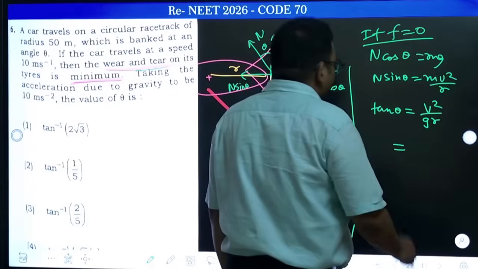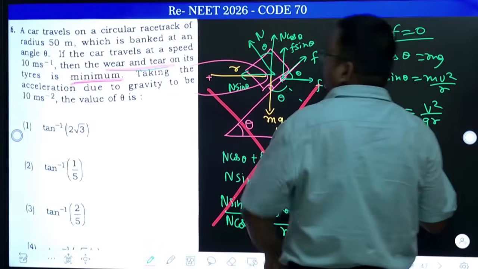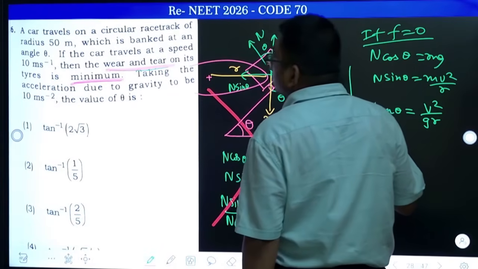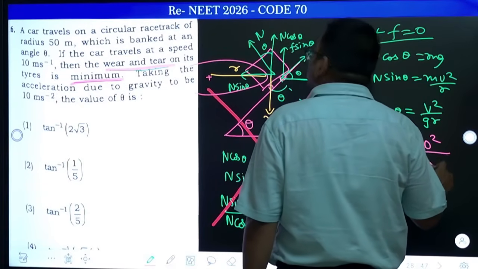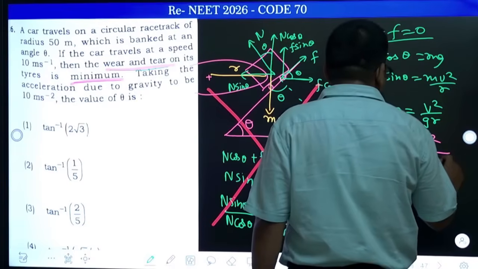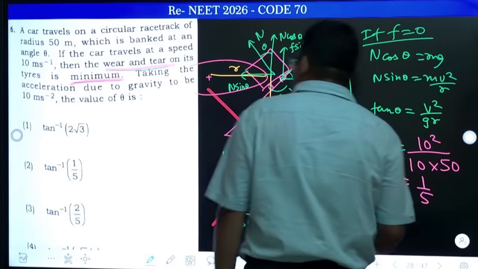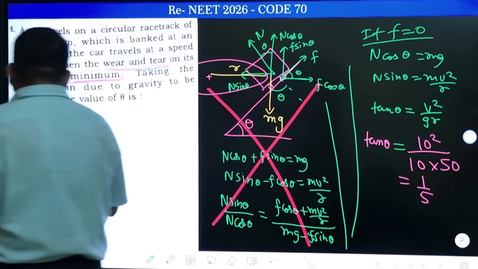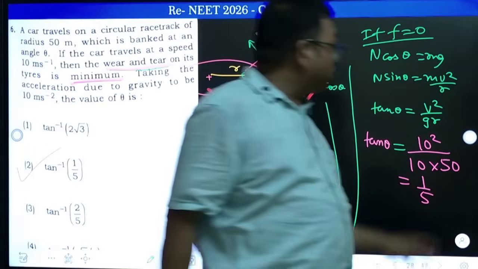So if I take 0 friction, then tan theta comes as v square by gr. V they have given. G we take as 10. Radius they have given 50. So that will become 100, so 1 by 5 it will come. So theta will be tan inverse 1 by 5. This we can take. No need to think much because then friction is 0.